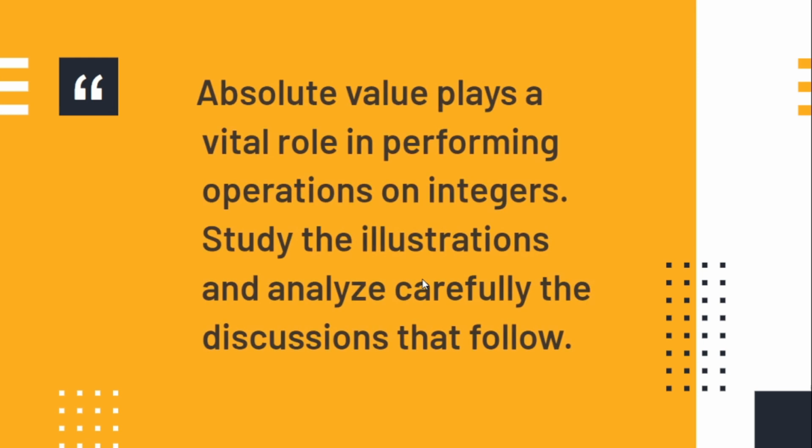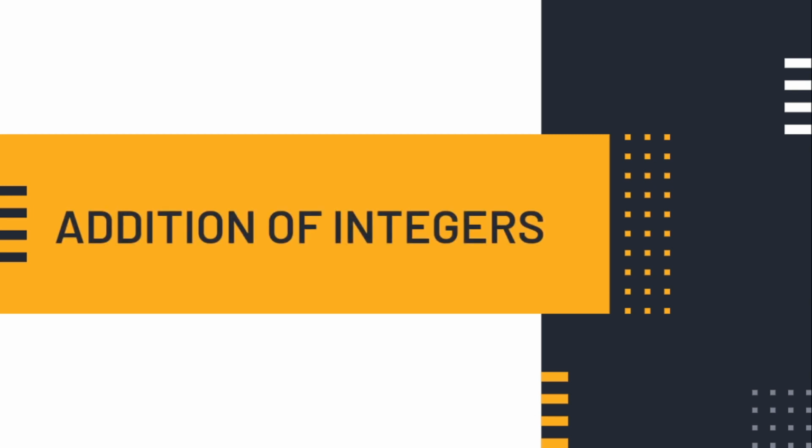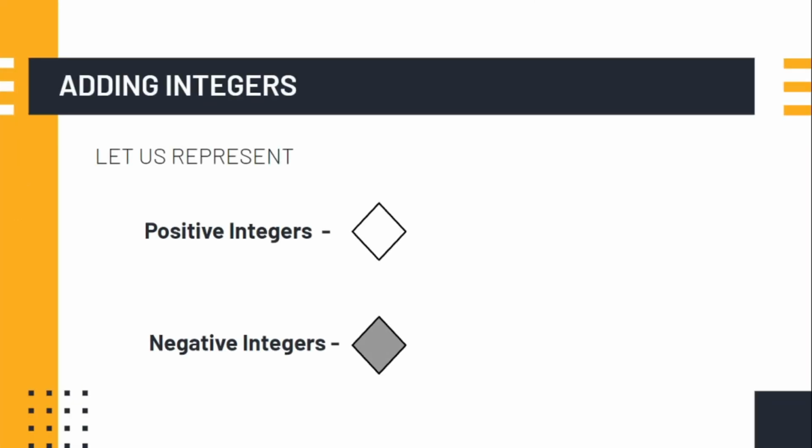Next, this absolute value that we are discussing plays a vital role in performing operations on integers. Okay, for now, we will only discuss adding integers and subtracting integers. So, the absolute value that we discussed will play a vital role in our adding and subtracting of integers. So, let's have this first, the addition of integers. And before we add, let's first have a representation of the diamonds that we will see later. Okay? So, this is what we call modeling for adding of integers.